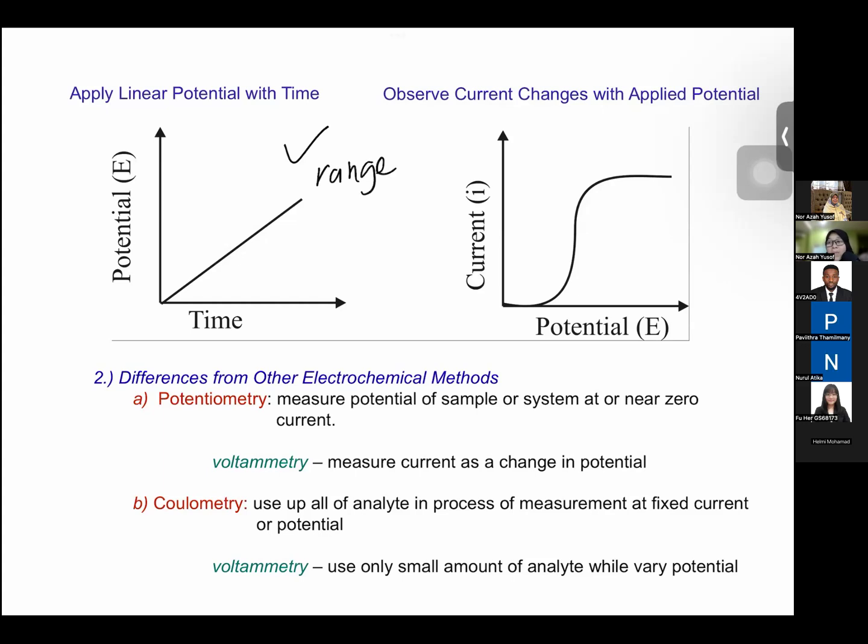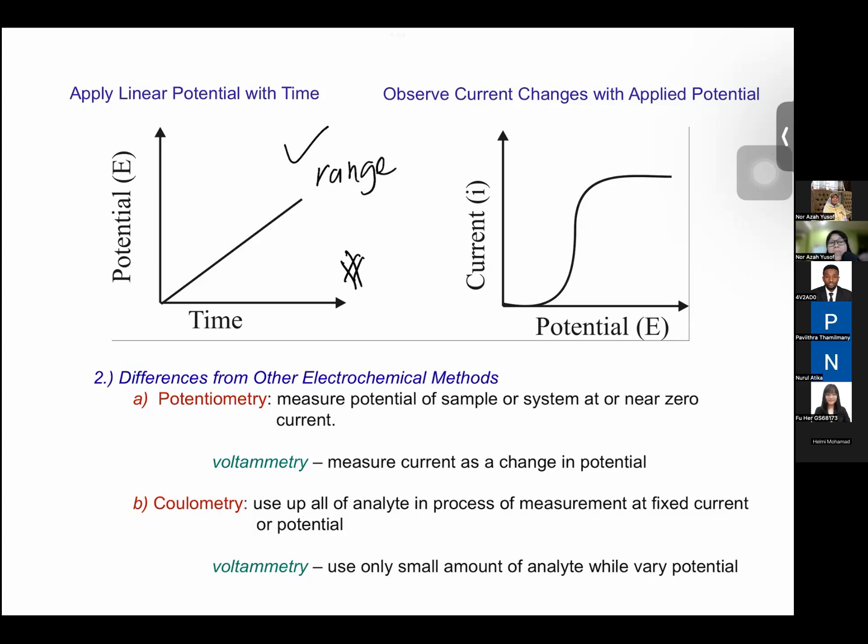Okay, we need to set the potential. I will show you in other slides how the machines look. We have to give a correct range of potential, because different reagents, different chemical reactions will only occur at different ranges of potential. So if we supply not enough potential, then the chemical reaction will not happen. So this is most important to study first.